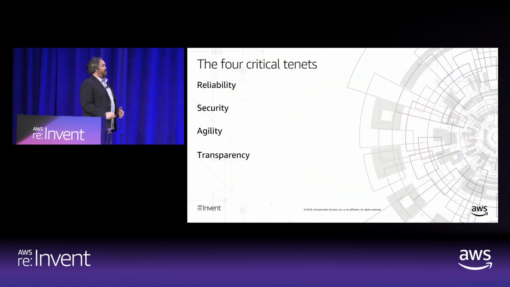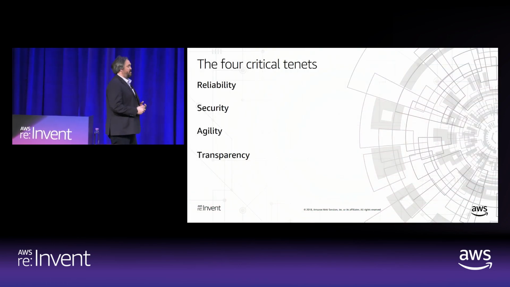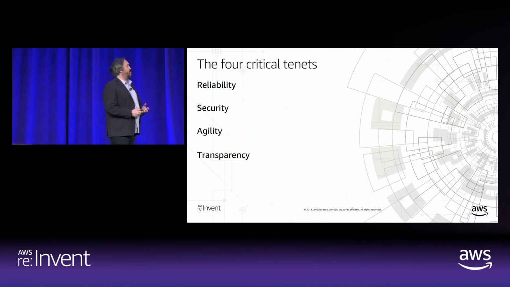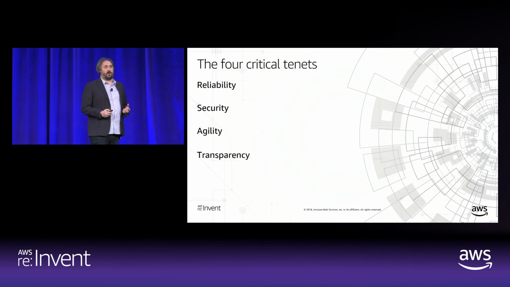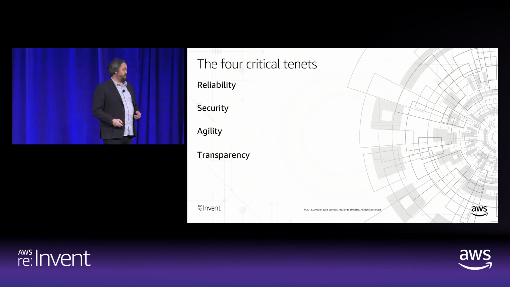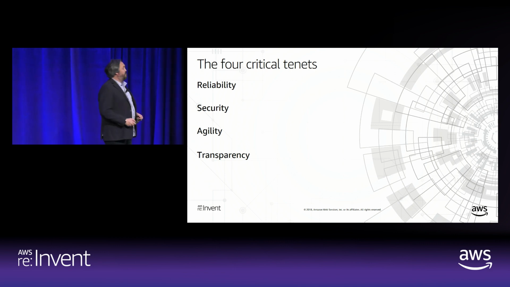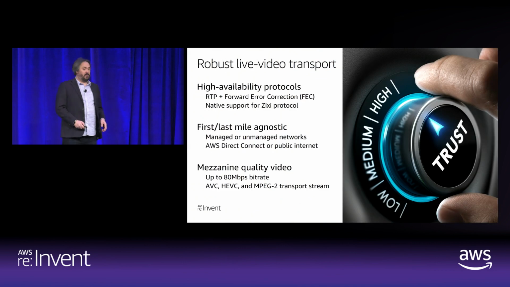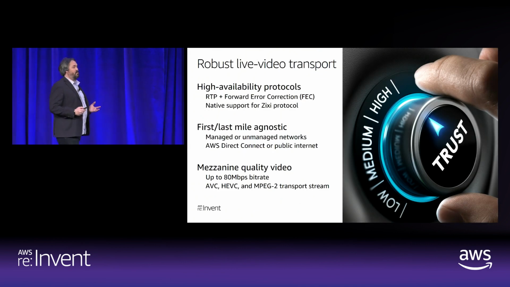So when you're building a service that deals with live video transport, it needs to have some qualities, some tenets to it that give customers the confidence that this is a service that's suitable for broadcast applications. And so we're going to quickly go through 4 key areas that we think are essential to any service in this space. So number one, of course, is reliability.